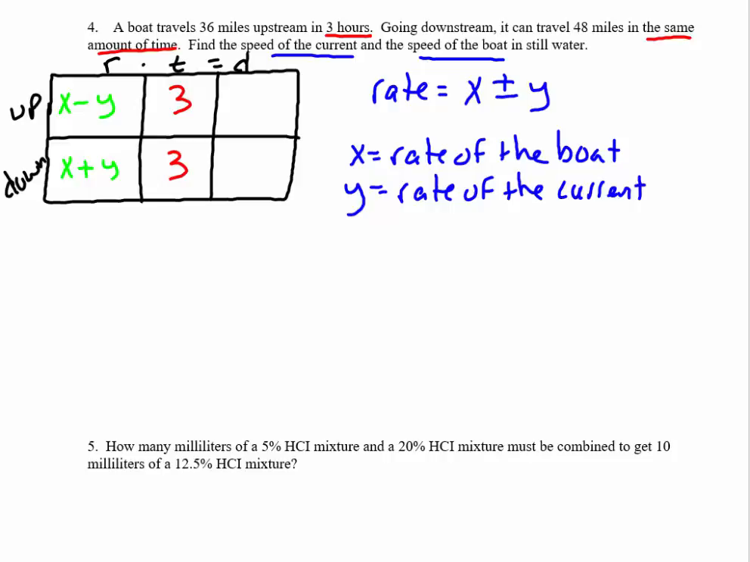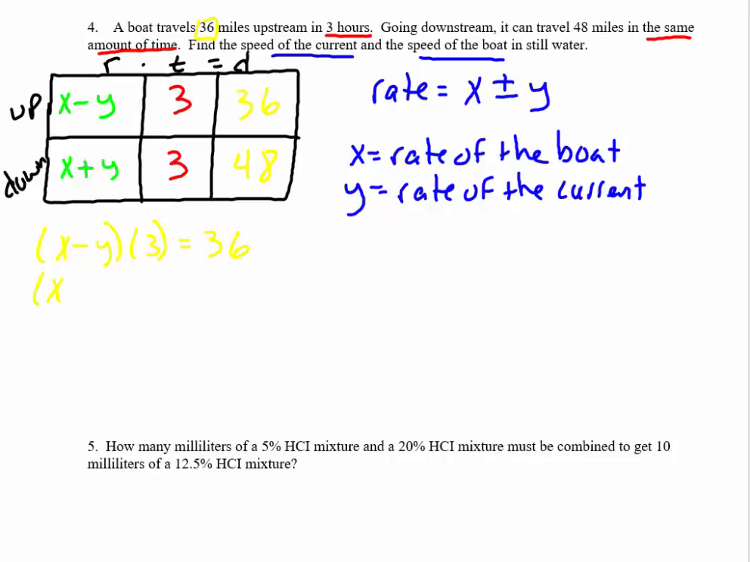Now what are the distances? Well, the distance is 36 miles upstream and it's 48 miles downstream. So upstream, the distance is 36. Downstream, the distance is 48. Now looking at this, we can find our two equations. Our two equations are going to be the rate times the time equaling the distance. So for upstream, it's x minus y times 3 equals 36.